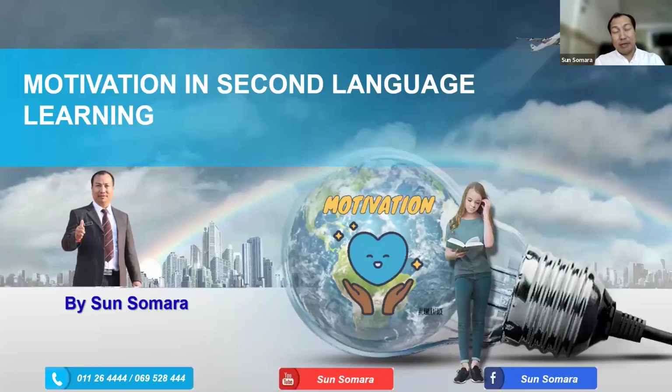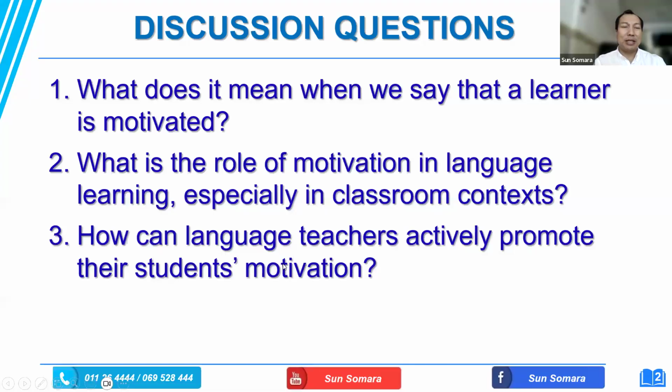When we talk about motivation in second language learning, actually we just have three questions, but keep them in mind. The first question is: what does it mean when we say a learner is motivated? Mr. Hali already mentioned and explained a lot about motivation, but there's still some part that was missed because Gosukyun is absent today. Maybe wait until he makes the video record, and then you can see.